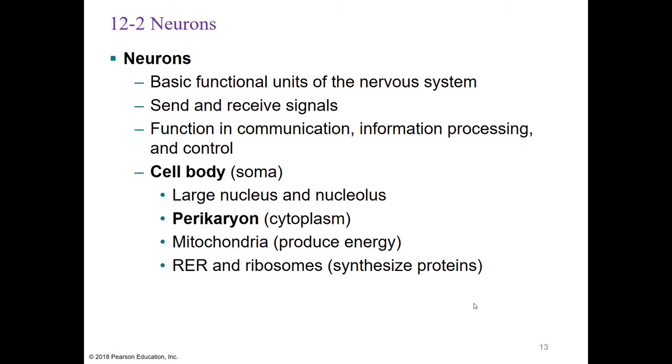So now that we've got all of our divisions straight, we can talk about one of the most important cells in the nervous system, which is known as the neuron. The neuron is considered the functional unit of the nervous system. Its job is to send and receive signals. I like to think of it as the cell that does all the communicating in the nervous system. It's going to communicate, process information, and also control.